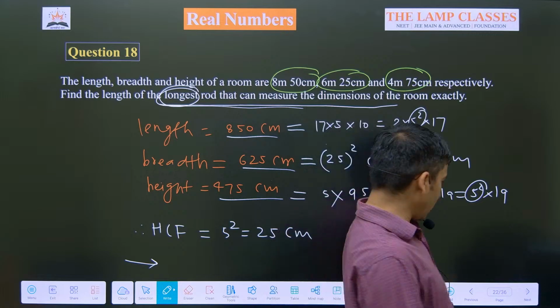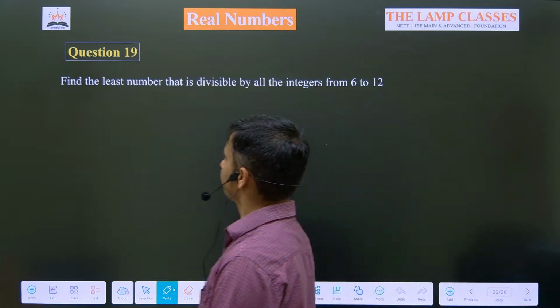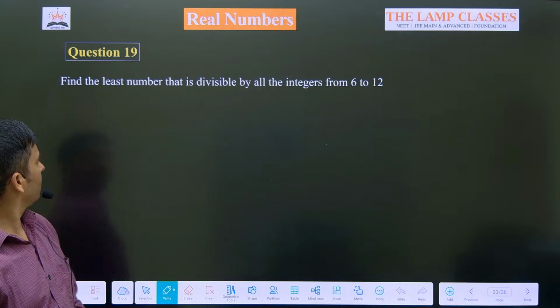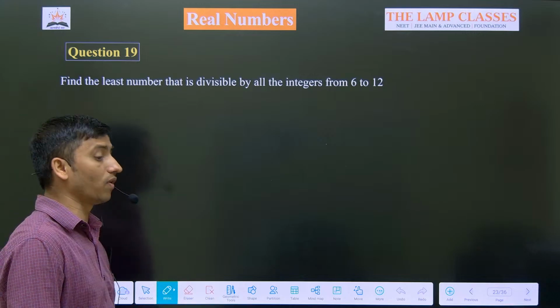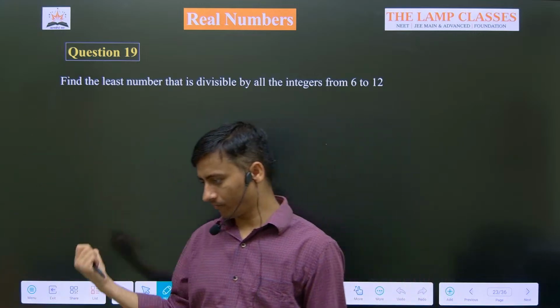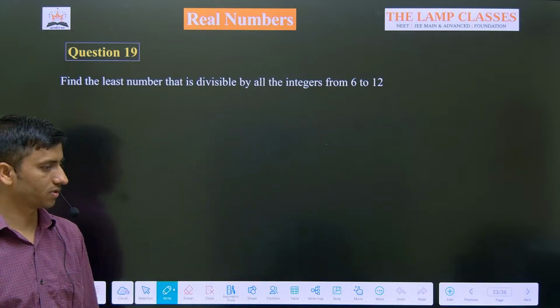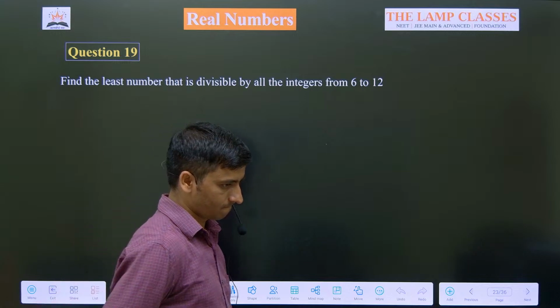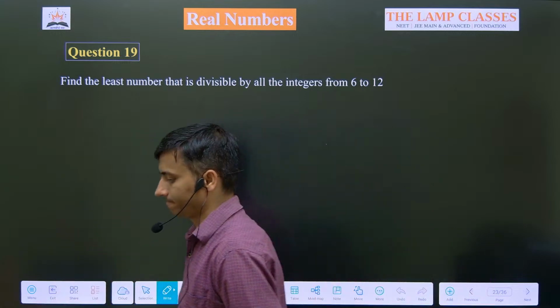So shall we do the next question now? Yeah. Find the least number that is divisible by all the integers from 6 to 12. Just now, a few minutes ago only, we discussed a question where a similar concept was used. Read the question and answer it.